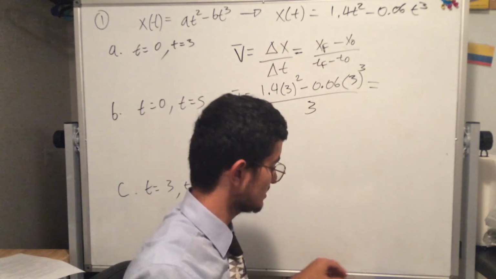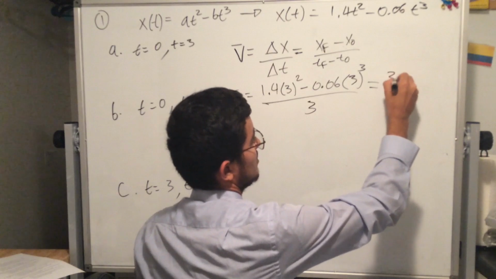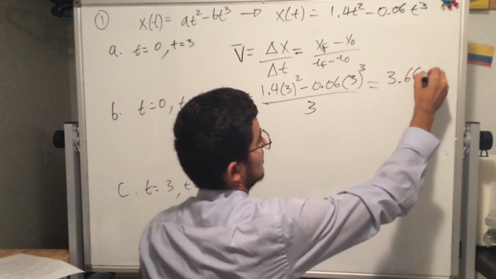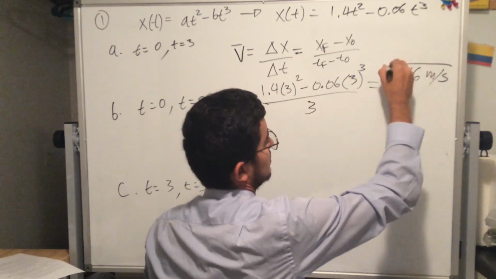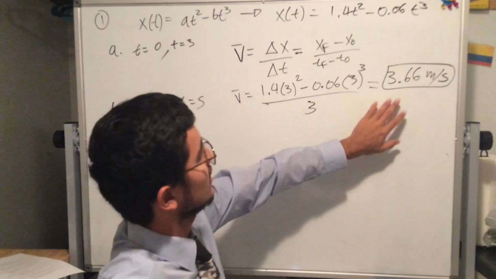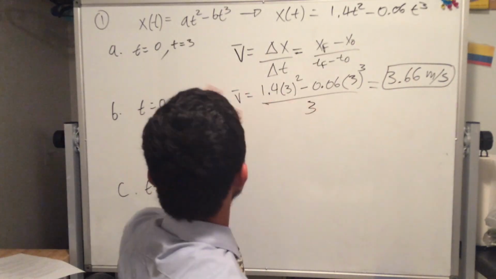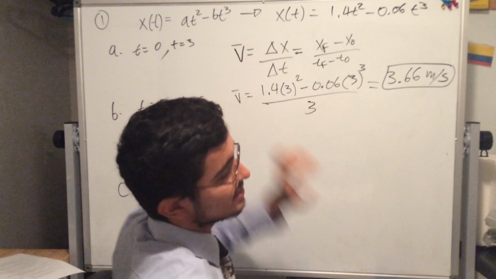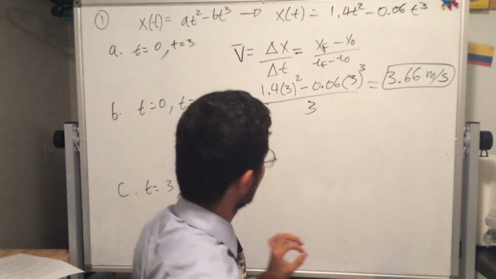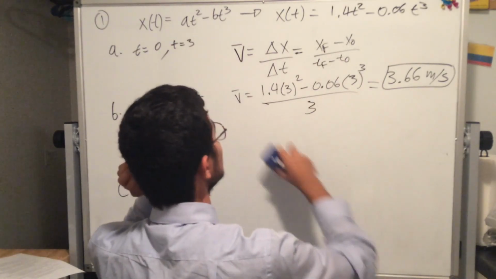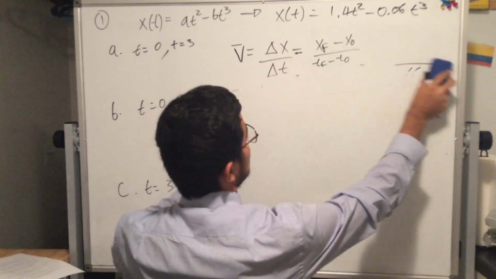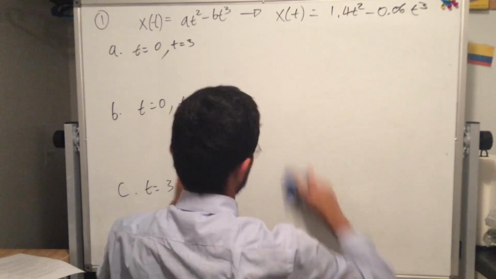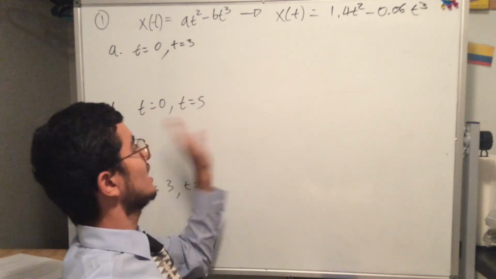So we got 3.66 meters per second. So that's going to be the average velocity from 0 to 3 seconds, on that time interval. Now let's go ahead and do part B, from 0 to 5 seconds.